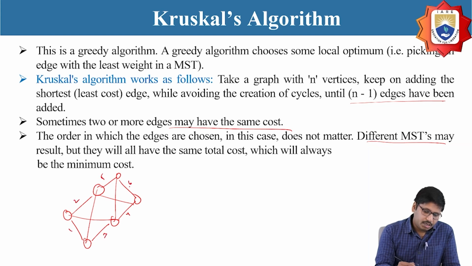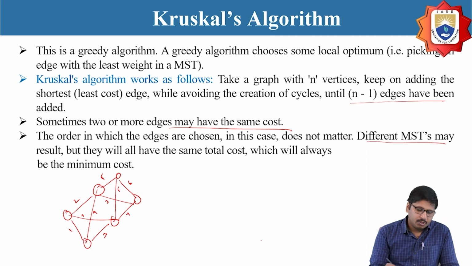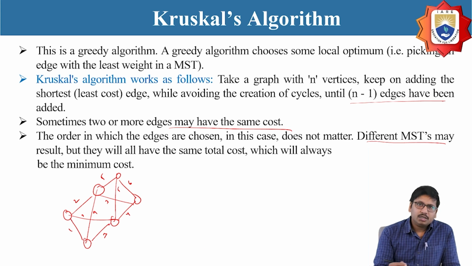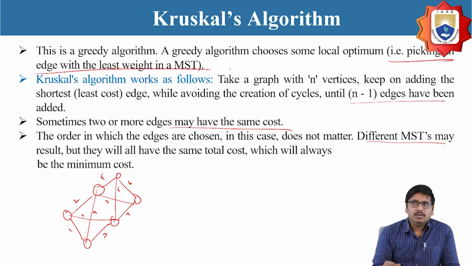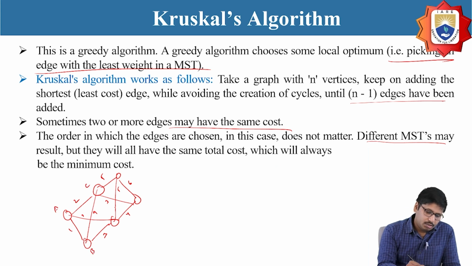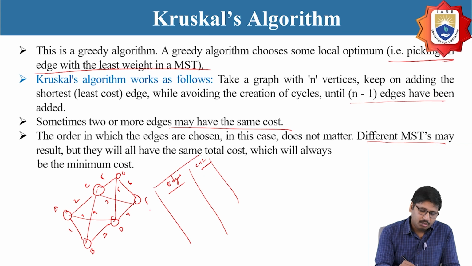So this is the graph I have taken here. In this one, I have to construct the minimum spanning tree according to Kruskal's algorithm. In every step, we have to pick the edge with the least cost first. So I have to arrange the edges in increasing or decreasing order, whatever it may be. For the edges and their costs, I'm going to construct one table.